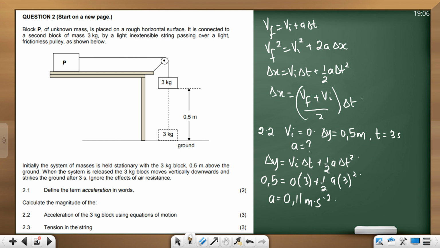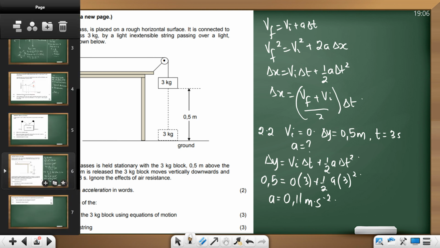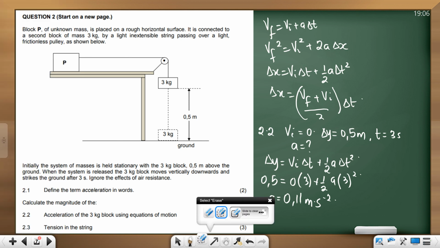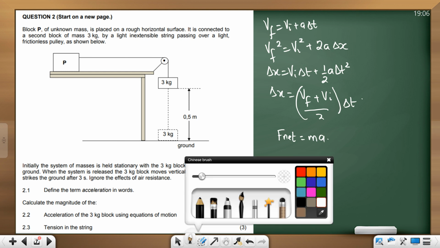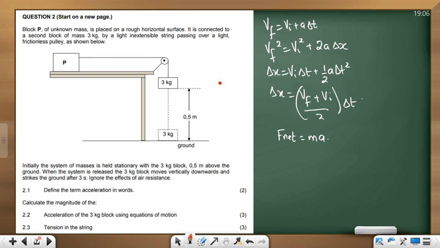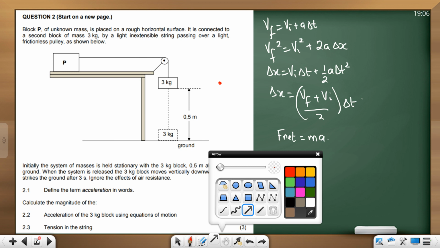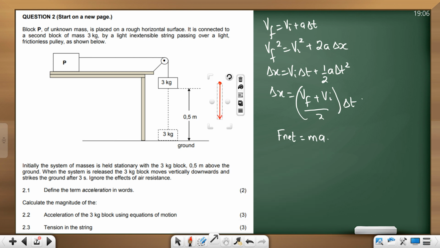Calculate the tension in the string. Now that we know the acceleration, can we simply use F net equals ma? This is combining motion and Newton's law together. Let's use the 3 kg. What forces are acting on the 3 kg? Gravity and tension. Gravity going down, right? But tension going where? Up.